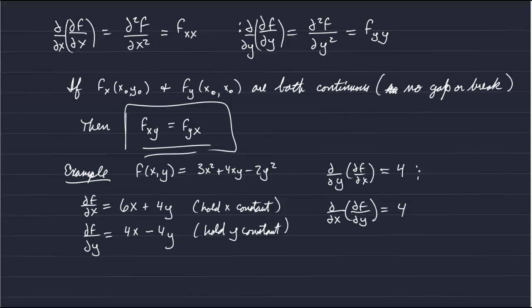And then finally, the second partial with respect to x is evaluated by taking the derivative of this function with respect to x, holding y constant, and that gives us 6. And then the second partial with respect to y is evaluated by taking the derivative of this function, holding x constant, and that gives us minus 4.